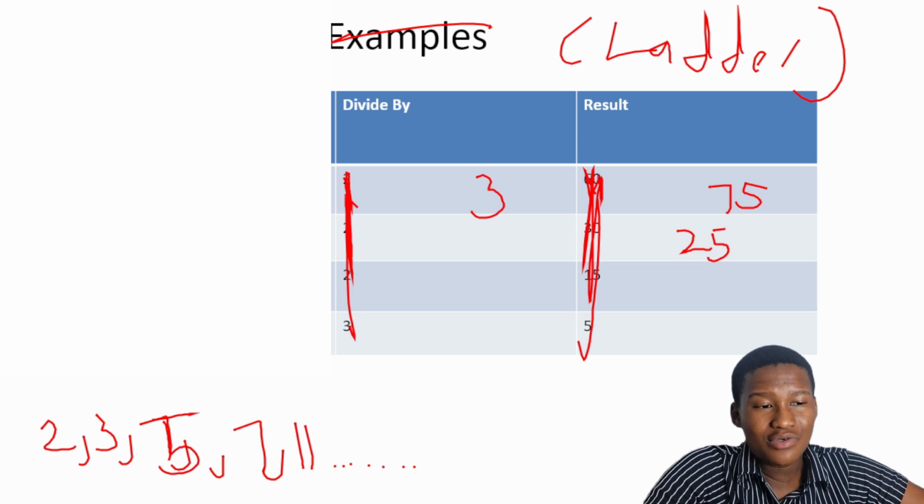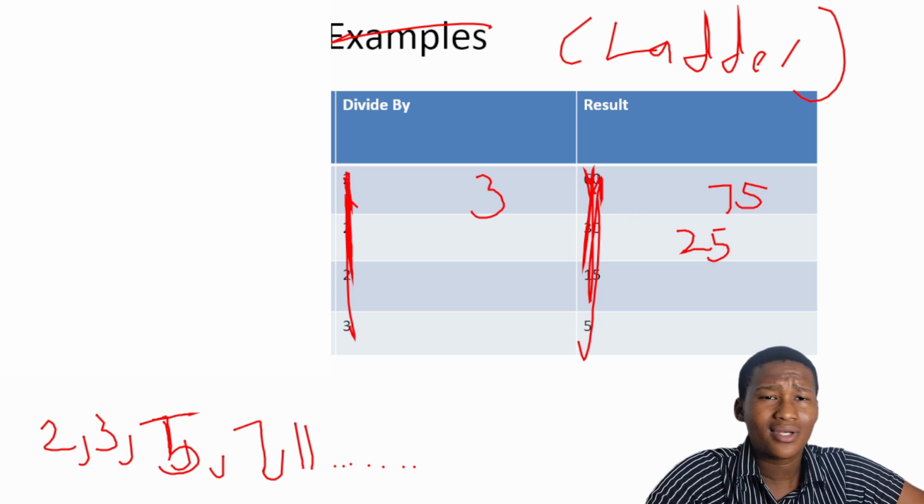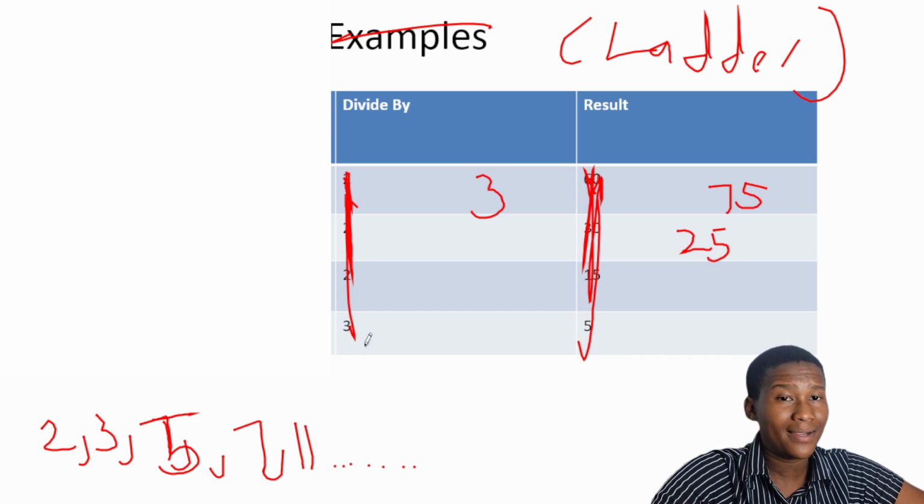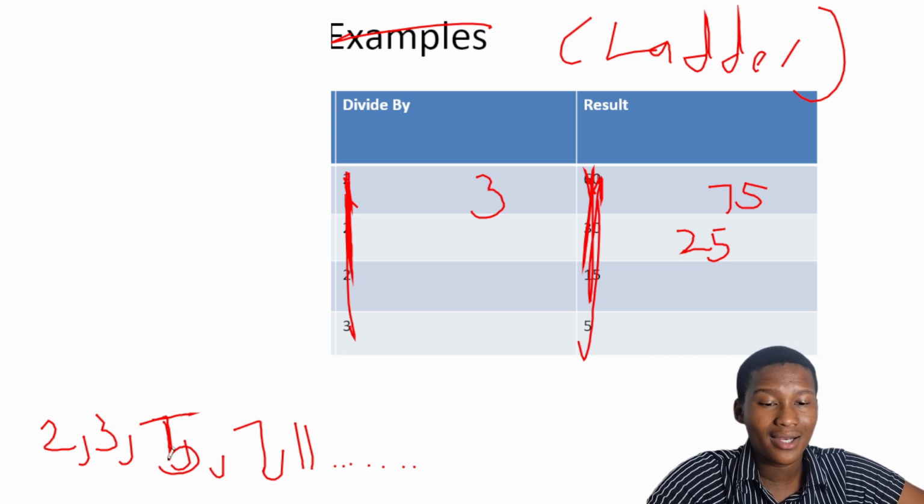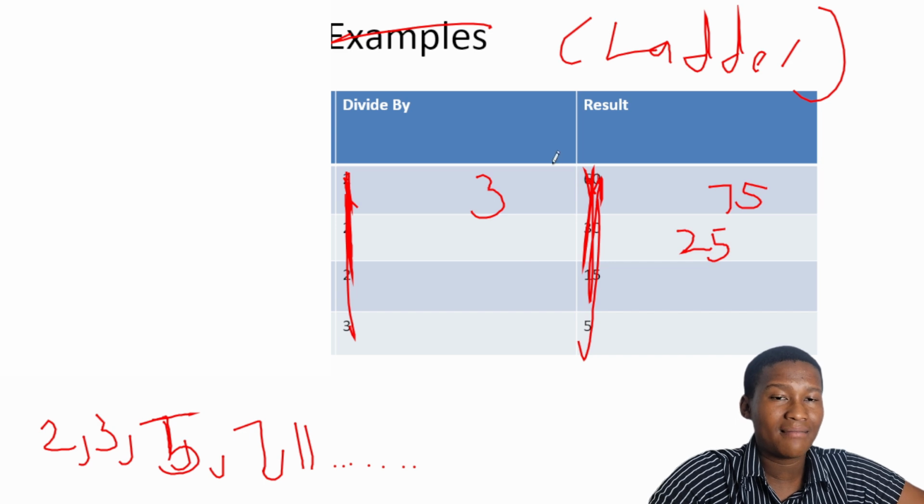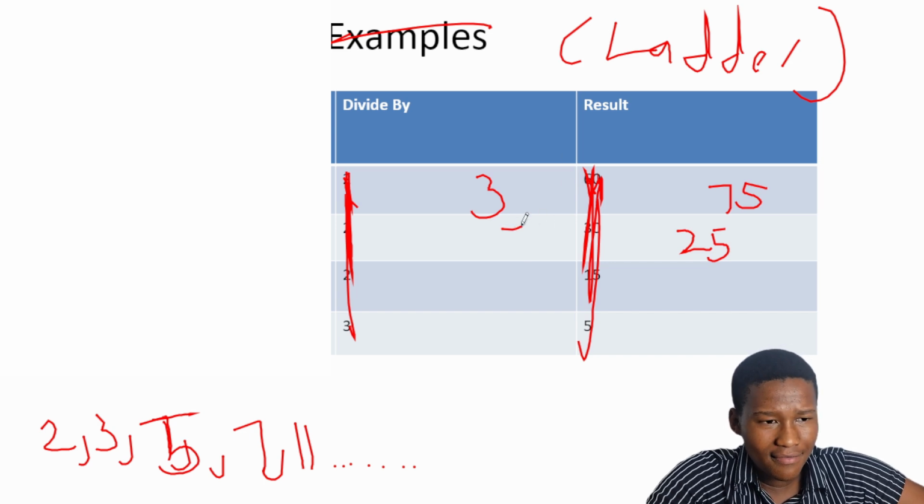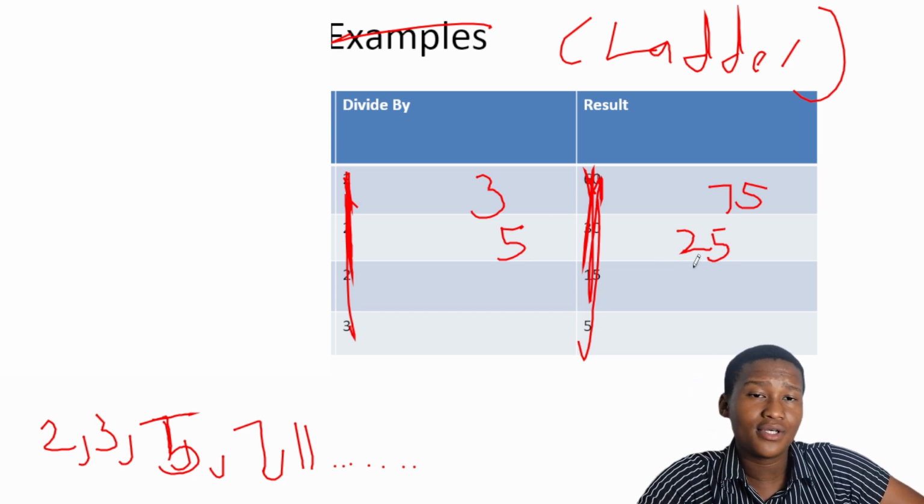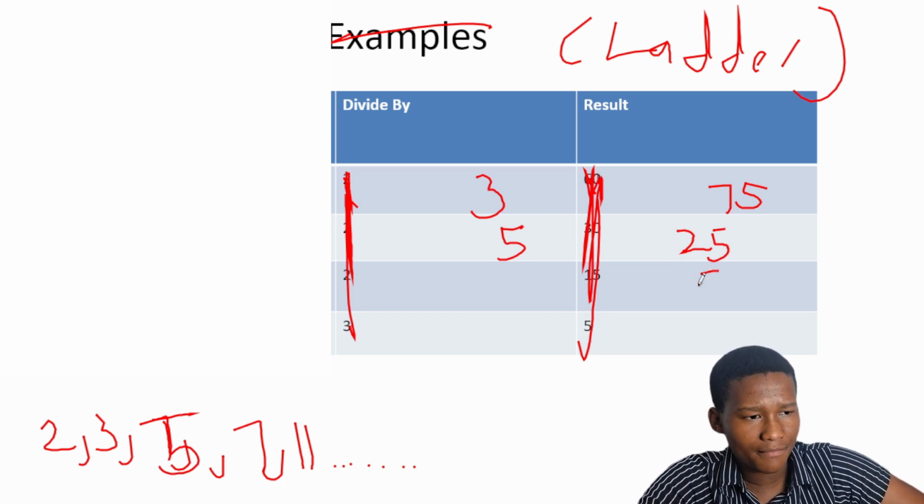So again, 2. Can 2 get into 25 without leaving a remainder? No, it can't. Can 3 get into 25 without leaving a remainder? No. Now we go to the next one. Can 5 get into 25 without leaving a remainder? Yes, it can. So we put 5 here, and then do 25 divided by 5, which is 5.